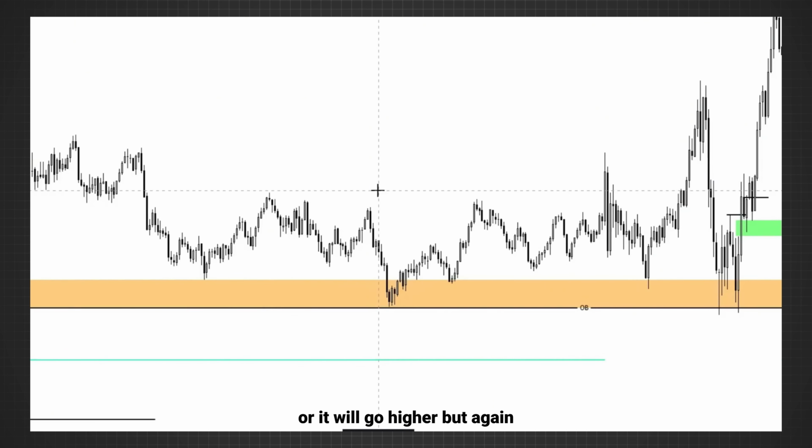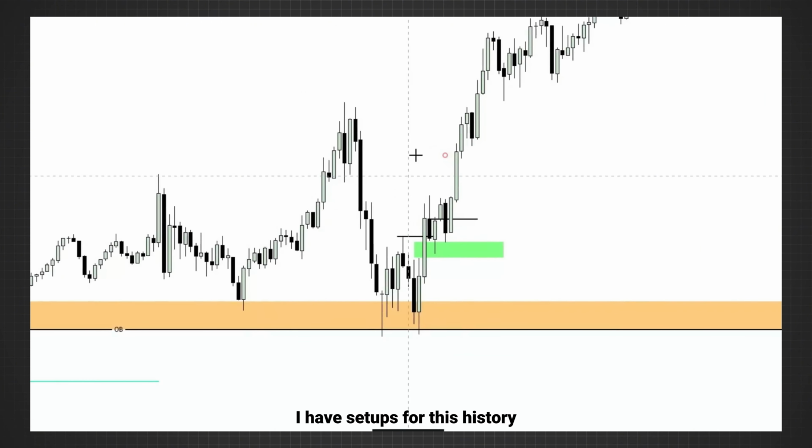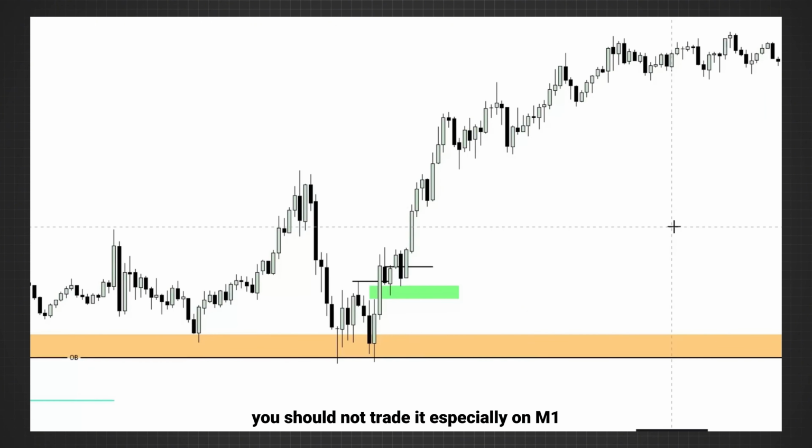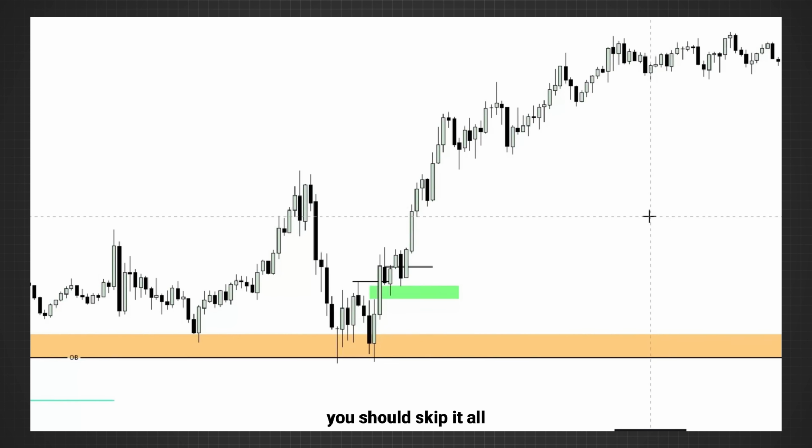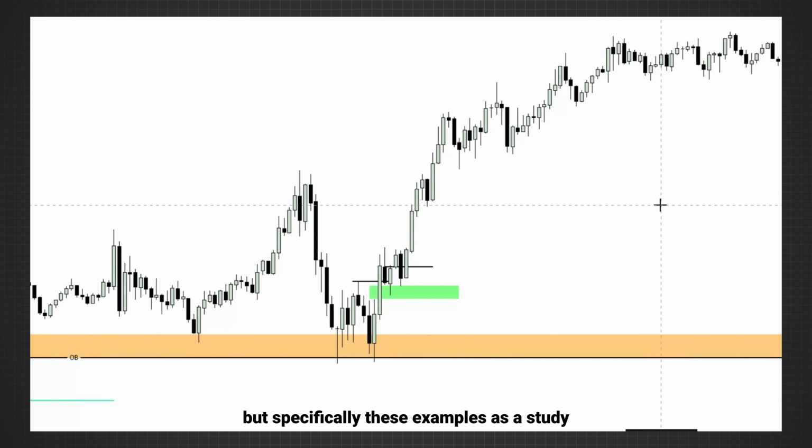But, again, I can easily trade all these stories. I have setups for this history. You should not trade it, especially on M1. You should skip it all. But specifically these examples as a study are very cool to train your eye. And you need to understand that it will not be guaranteed to work right away. You need practice. You need to look at a lot of time, a lot of setups, so that it just gets into your head. And when it gets into your head, when you intuitively understand what the market wants, then everything will work out very easily.